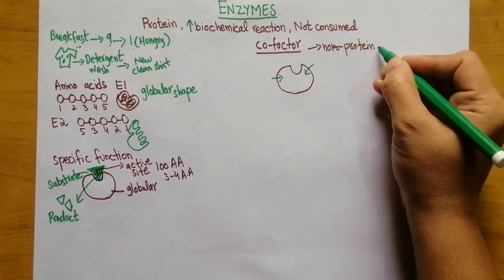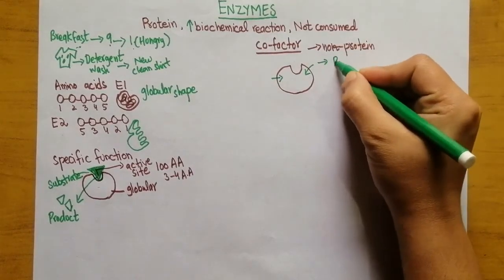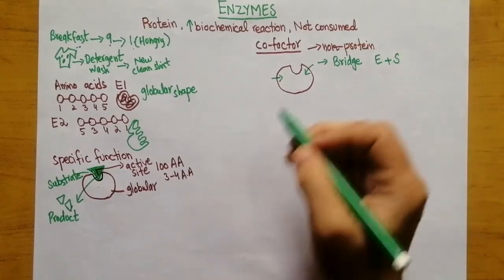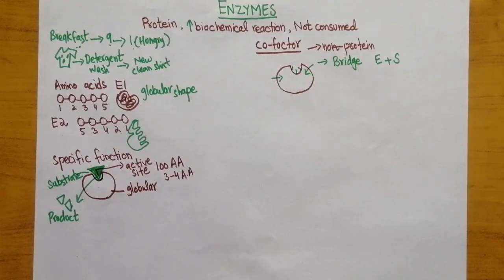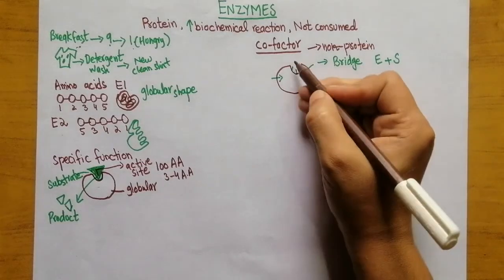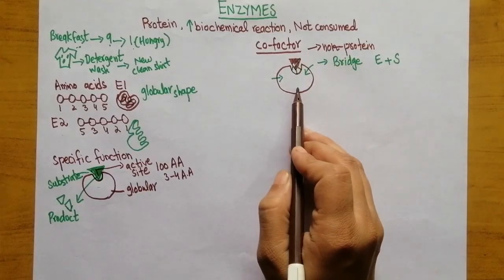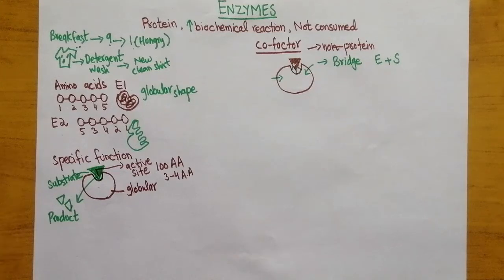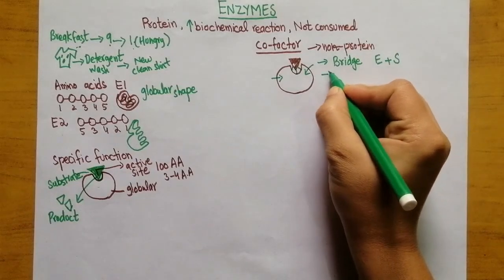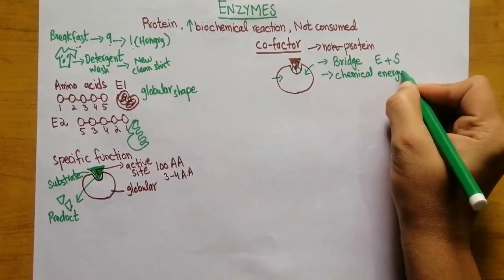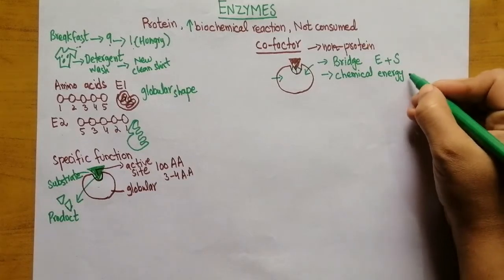The cofactor acts as a bridge between enzyme and substrate. If the cofactor is present at the active site, this cofactor will help in the attachment of substrate with that of the enzyme. In other words, it is acting like a bridge. And this is very important for enzyme to perform its catalysis function. Along with this, the cofactor also provides chemical energy. This chemical energy is very important to perform catalysis function.